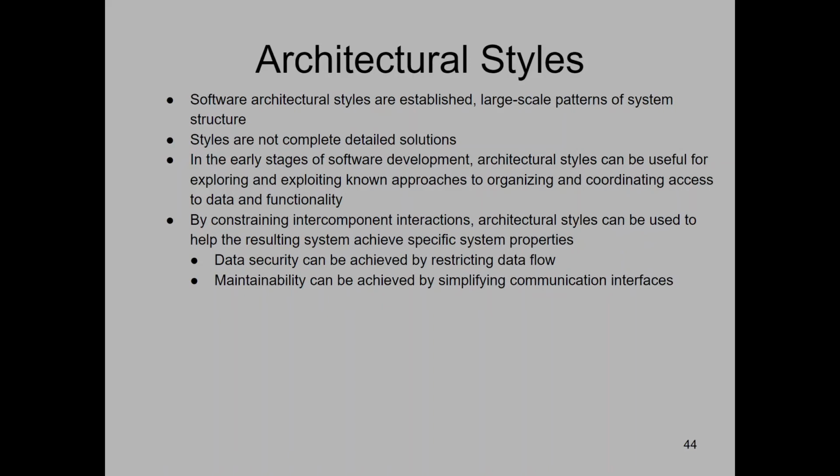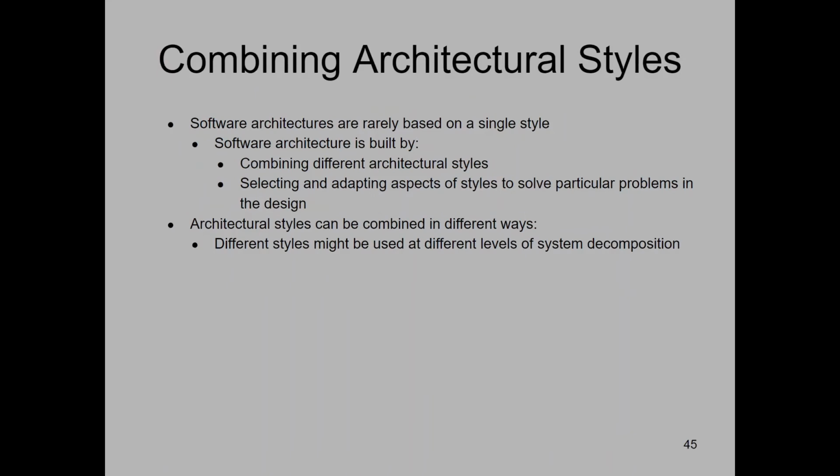In the early stages of software development, architectural styles can be useful for exploring and exploiting known approaches to organizing and coordinating access to data and functionality. By constraining intercomponent interactions, architectural styles can be used to help the resulting system achieve specific system properties, such as data security, which can be achieved by restricting data flow, and maintainability, which can be achieved by simplifying communication interfaces. Software architectures are rarely based on a single style.